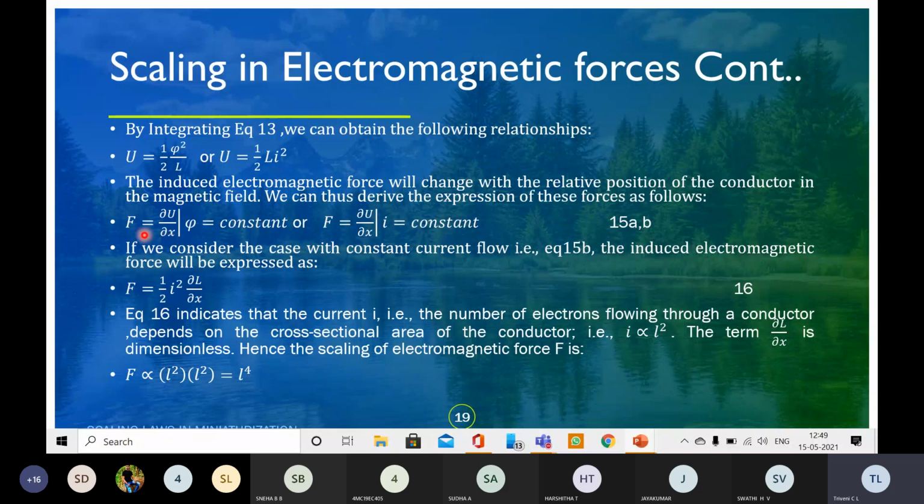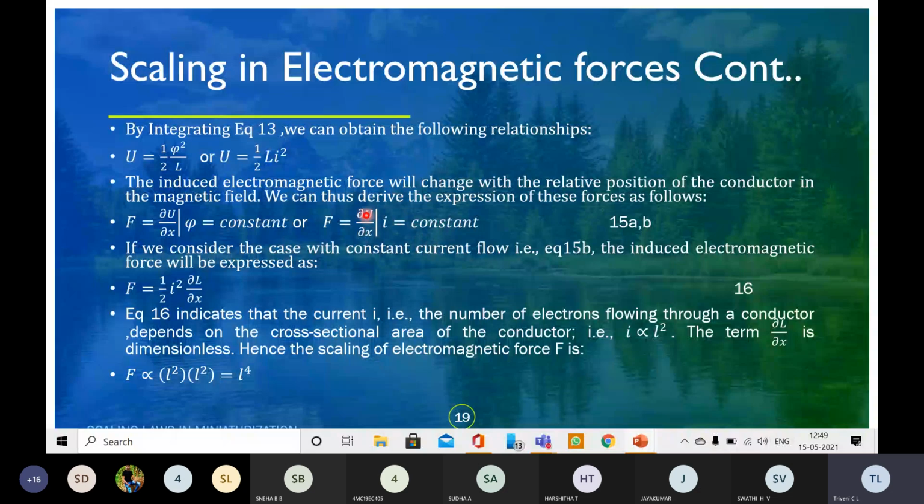The F value will be taken as dU by dx, where phi is substituted as constant, or when I is remaining constant. So either of these we had to consider. So if you consider the case with constant current, then what happens? In equation 15b, the induced electromagnetic force will be represented as half into I square into dou L by dou x, provided we have the constant current.